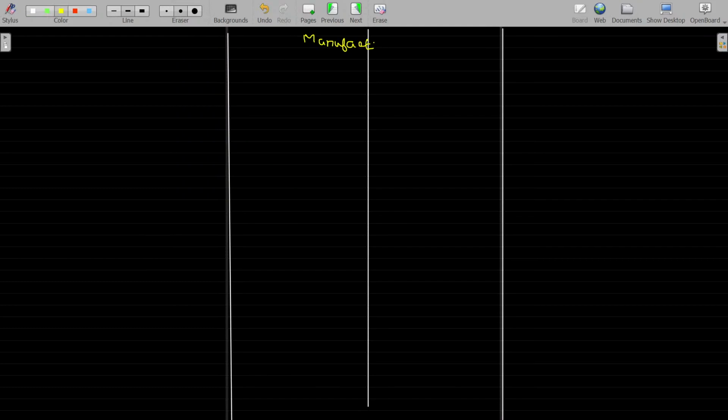Manufacturing, trading and P&L account. Trading and P&L account. And then finally balance sheet.